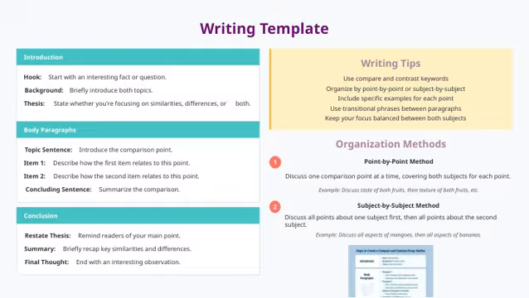It's also helpful to remember some writing tips. Use compare and contrast keywords. Organize your points either point by point or subject by subject. Include specific examples for each, and use transitional phrases to connect ideas smoothly. When choosing an organization method, consider whether a point-by-point approach or a subject-by-subject approach best fits your comparison. Overall, this template guides us to create clear, balanced, and engaging comparisons that connect directly to our presentation's main theme.